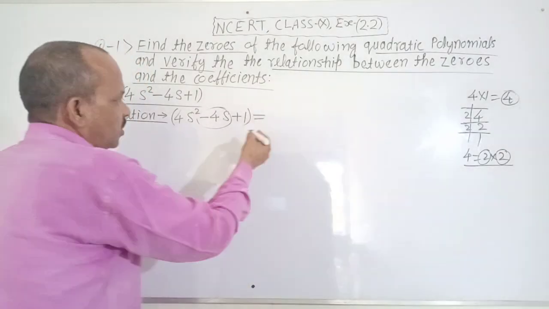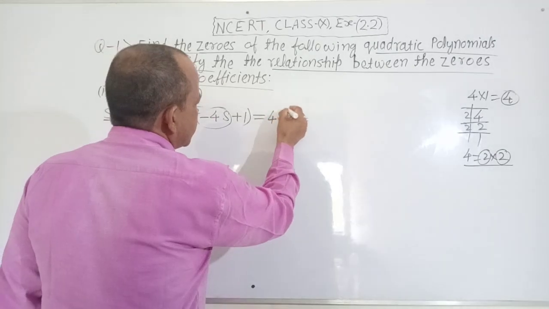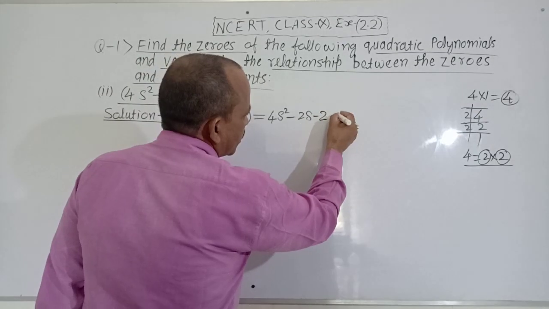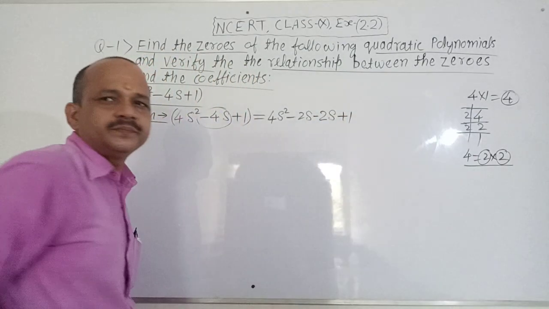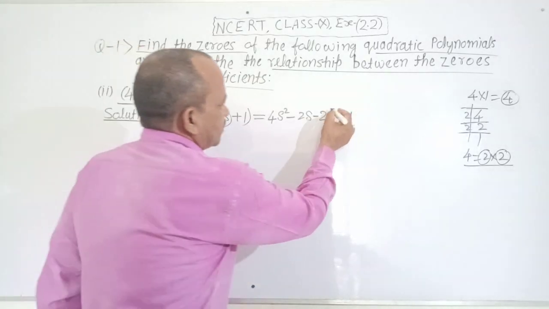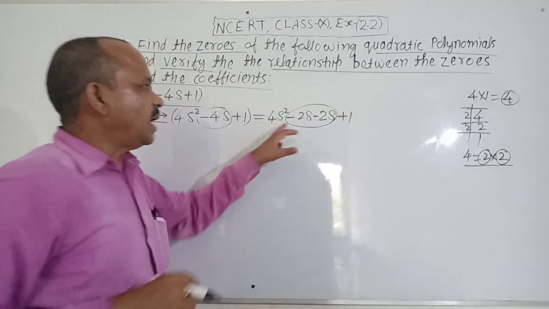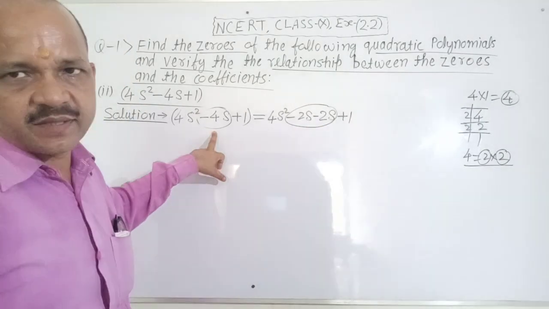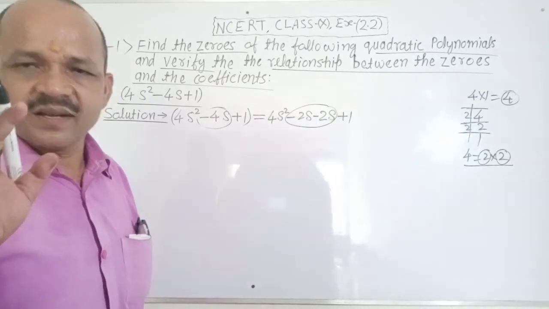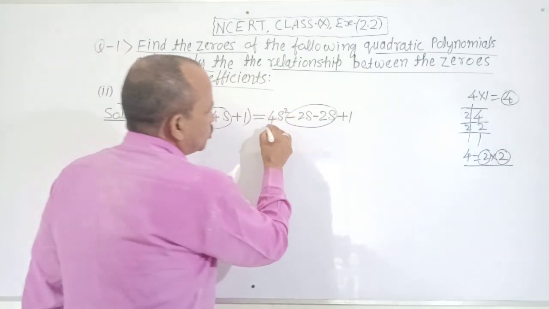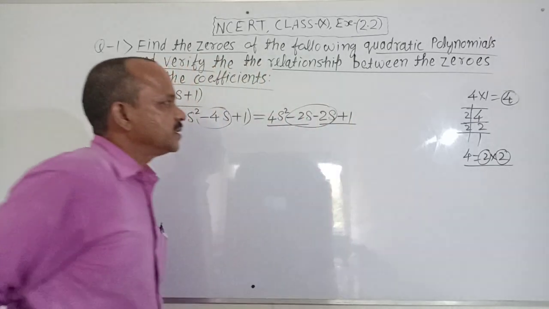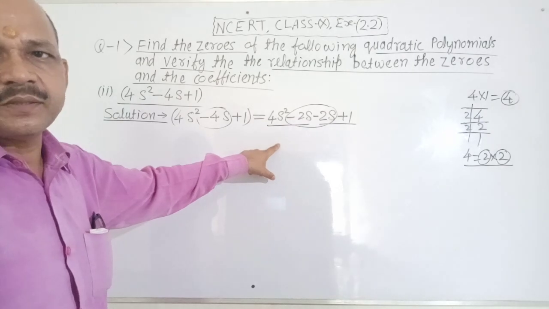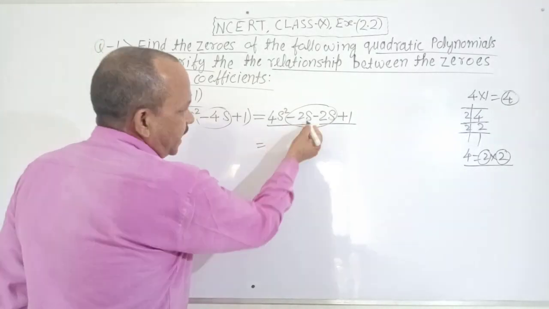Very good. Here you can write 4s square minus 2s minus 2s plus 1. You split the middle term and you find minus 2s minus 2s. It becomes minus 4s. It means your process is right. Clear? Now you make 2 pairs, first pair and second pair. You take common in each pair. Clear?